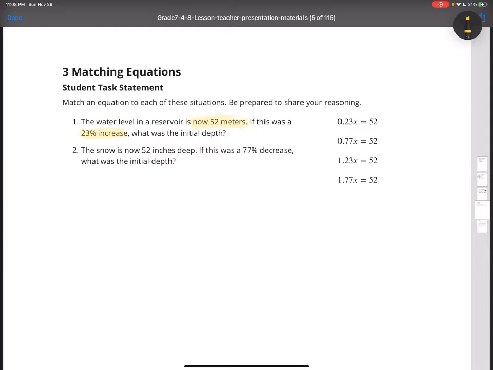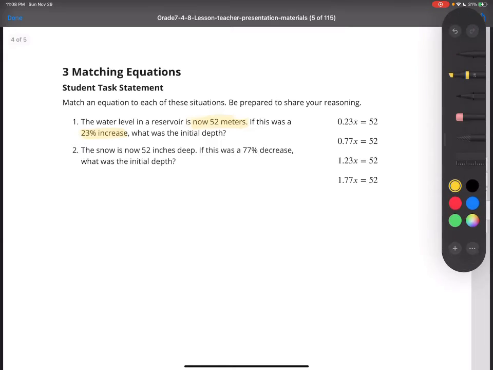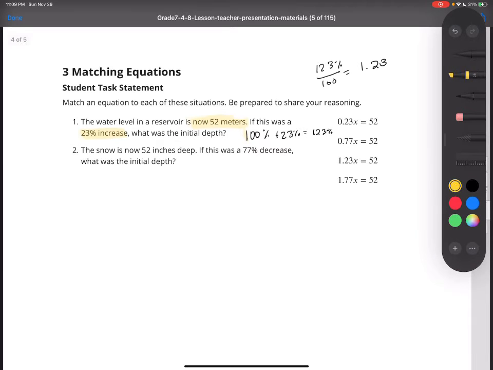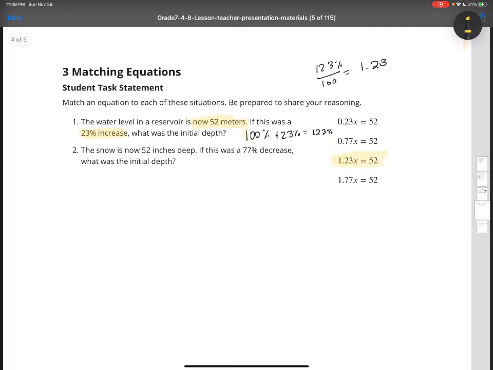So if we had to add 23%, which I'm going to write to the side so you guys can see this, 100% plus 23% would be 123%. If I wanted to turn 123% into a decimal, I would divide it by 100 and it would give me 1.23. So I'm looking for an equation that shows that decimal. Do you guys see it? If you guessed this one, you're absolutely correct. So this one goes right here. Okay.